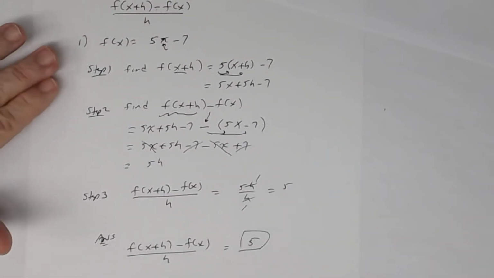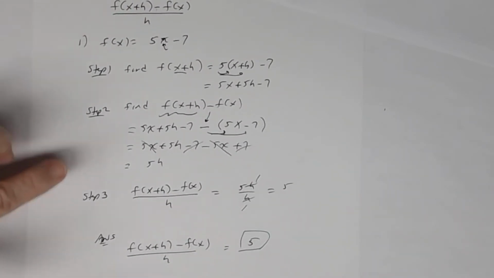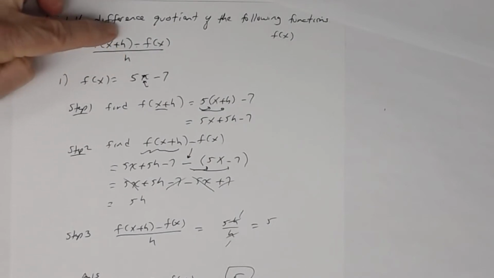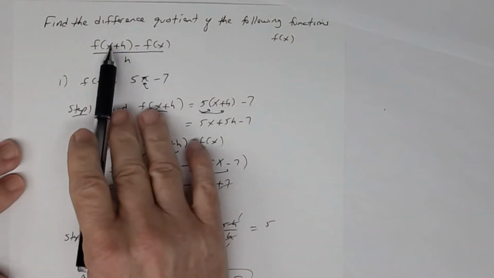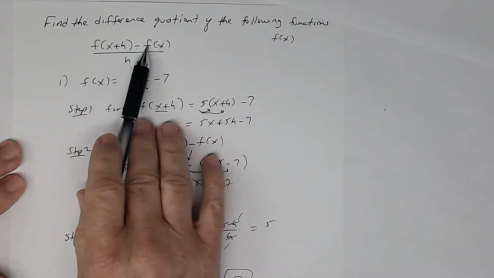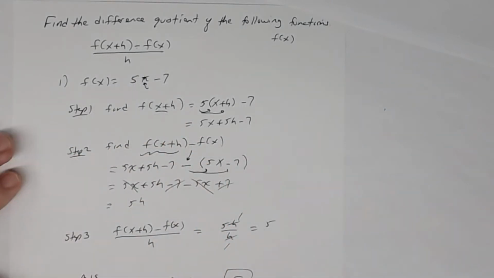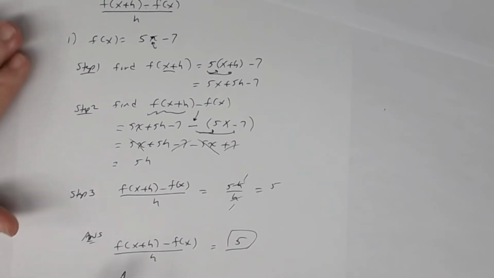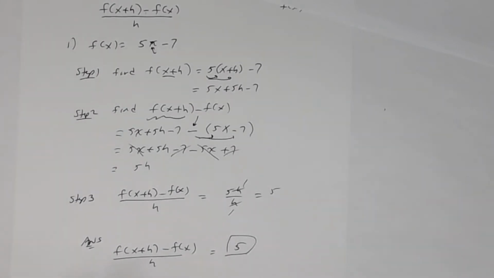So notice I did this using steps. Step 1 is to find the first part. Step 2 is to find the numerator. And then step 3, once you find the numerator, is to divide by h. All right. Now let's go ahead and do that same problem, but another way that some students will do it. Some students will not do it in steps, and that's fine. Just make sure whatever you write is mathematically correct.